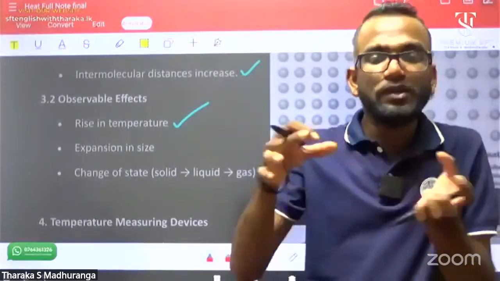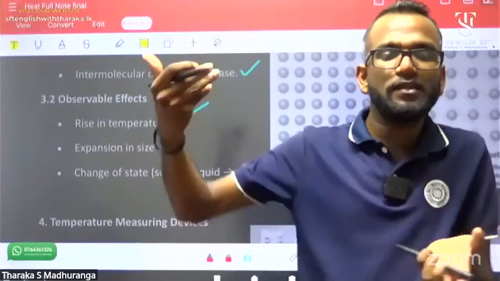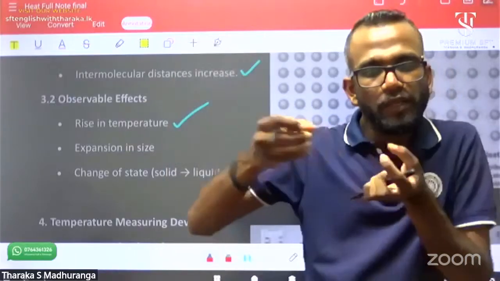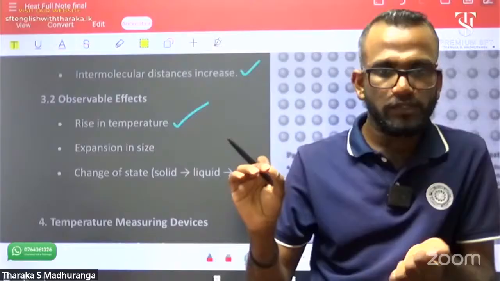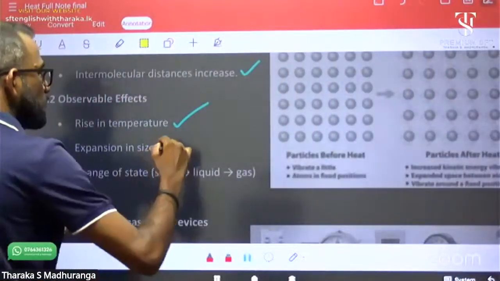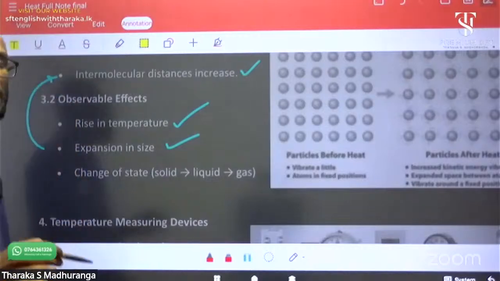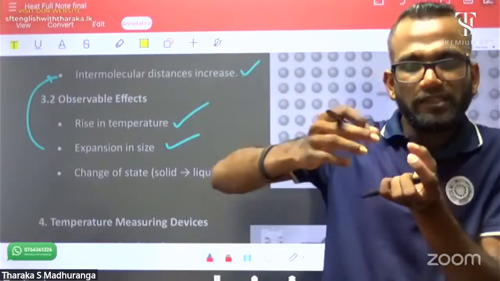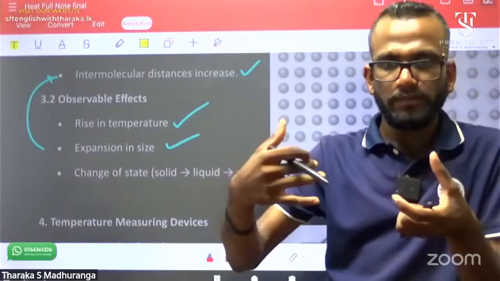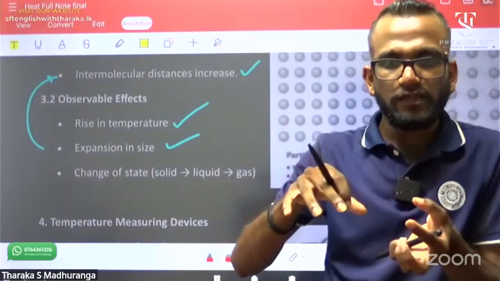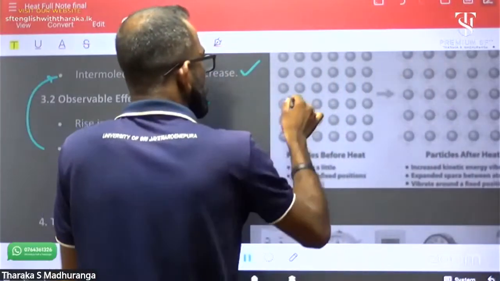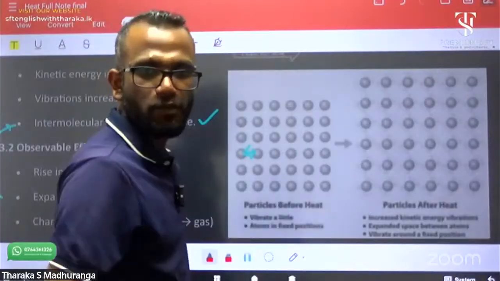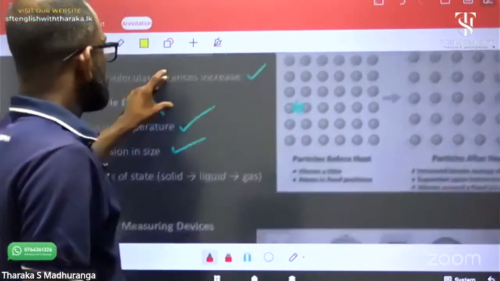We can't see molecule vibrations, but we can decide about molecule vibration according to the temperature. Temperature increasing means their molecule vibrations are increasing. Understood? Then expansion. Due to increased intermolecular spaces, meaning the distance between two or more molecules, what happened? It starts thermal expansion. That's the thermal expansion.